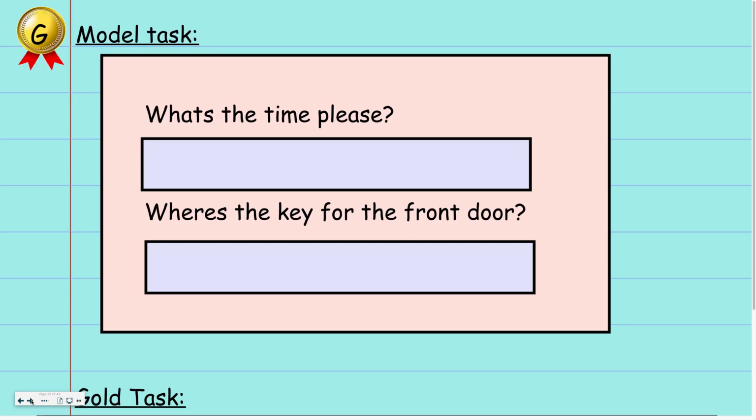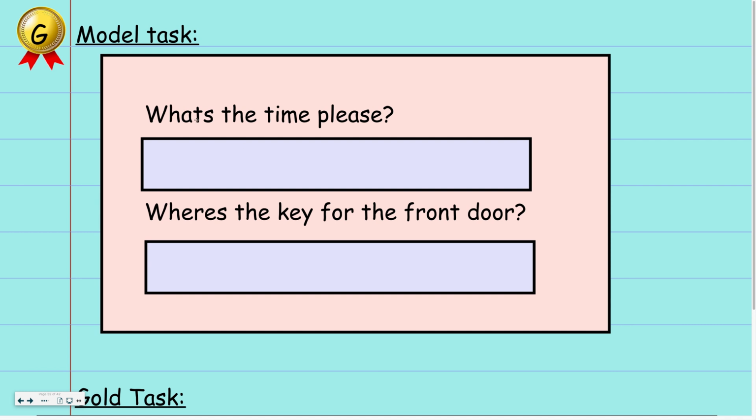Okay, so for the gold, you have been given sentences with missing apostrophes, and you need to write the sentences into your books with the apostrophes in the correct place. So have a look at this sentence here. What's the time, please? Where is the missing apostrophe? Where have 2 words been contracted into one? It's what is, isn't it? So what is the time, please? So where would the apostrophe go?